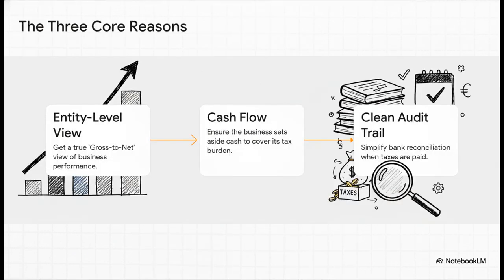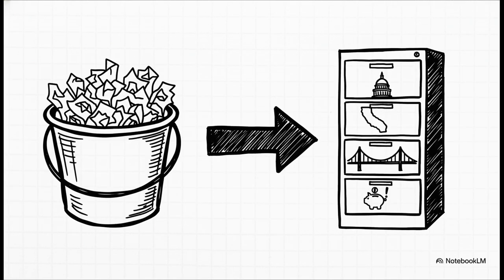Well, there are three really solid reasons. First, it's the only way to get a true gross-to-net picture of how the business is actually performing. Second, it's just smart cash flow management. It forces the business to set aside the cash to cover the tax burden it generated. And third, it creates a perfectly clean audit trail, which makes bank recs an absolute breeze when those tax payments finally go out.